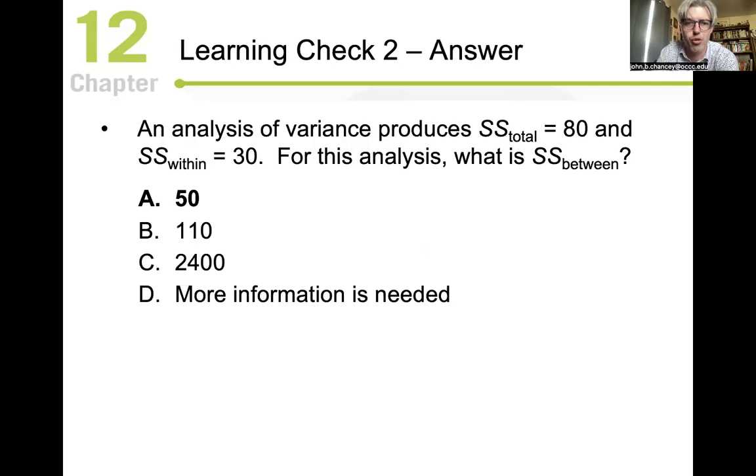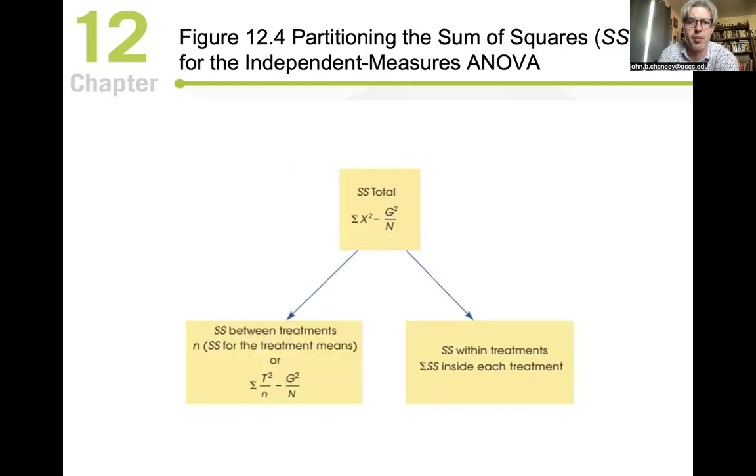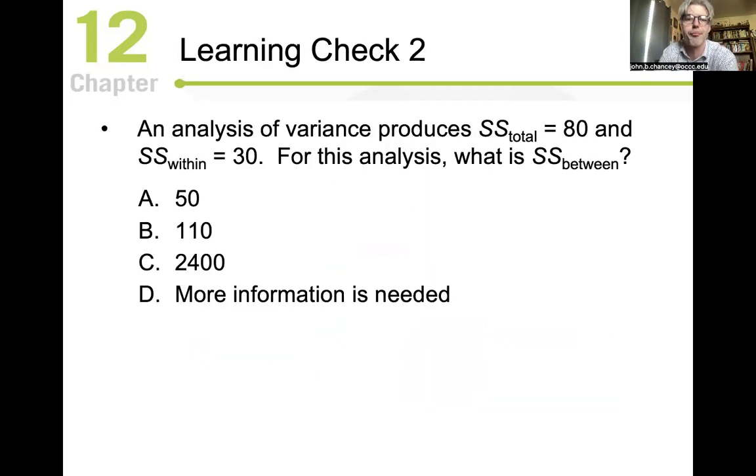It's 50. We just subtract within. We subtract total from within. That's what leaves us behind the between. So remember our sum of squares. We have our total. If you know the total and you know within, then you can find between. If you know between and you know total, you can find within. If you know between and you know within, you can find total, essentially.